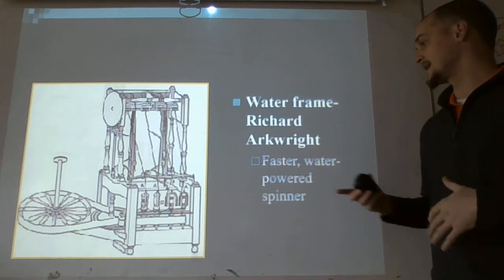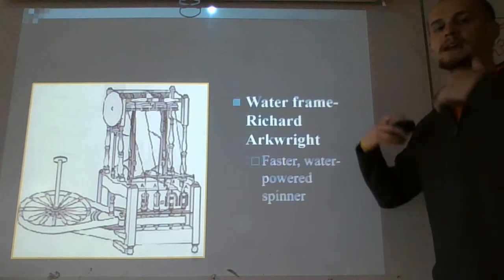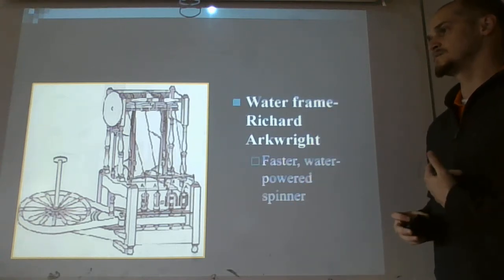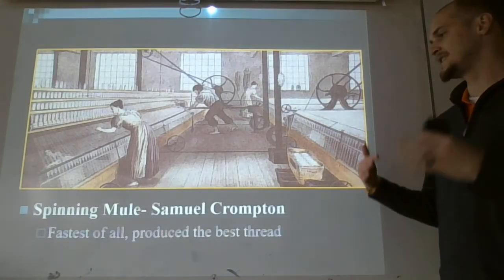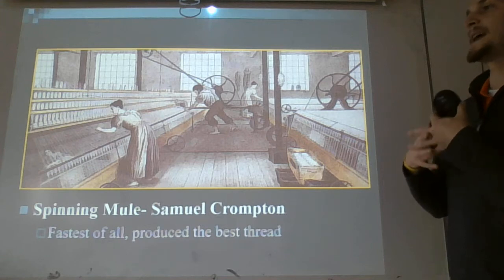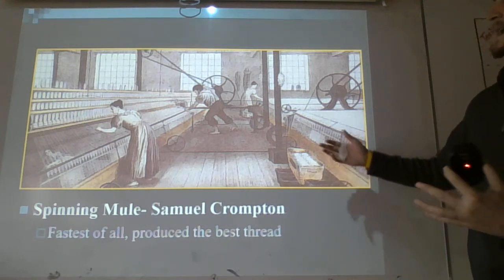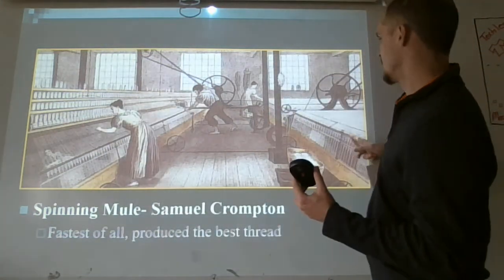So the water frame, again, the goal being to be faster and quicker. And how can we make this process expedited and finish these goods more quickly? The last one is the spinning mule. It's the fastest of them all. Not only is it the fastest, but it also produces the best thread. I mean, you can see here all of the thread that's going into the machine all around it.